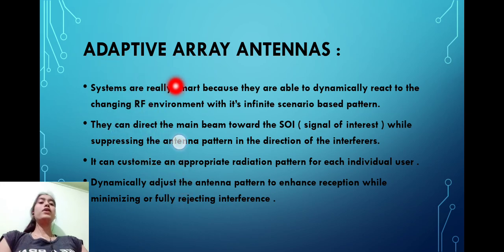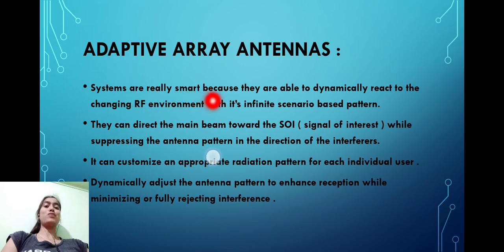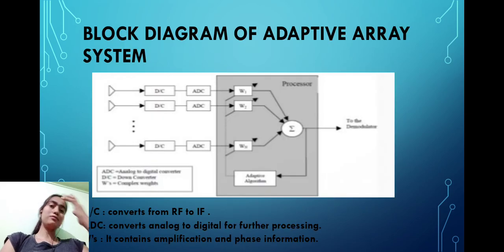Next comes the adaptive array antenna. This is another type of smart antenna. These systems are really smart because they are able to dynamically react to the changing RF environment with its infinite scenario based pattern. They can direct the main beam towards the signal of interest while suppressing the antenna pattern in the direction of the interferers. It can customize an appropriate radiation pattern for each individual user, dynamically adjusting the antenna pattern to enhance reception while minimizing or fully rejecting interference.